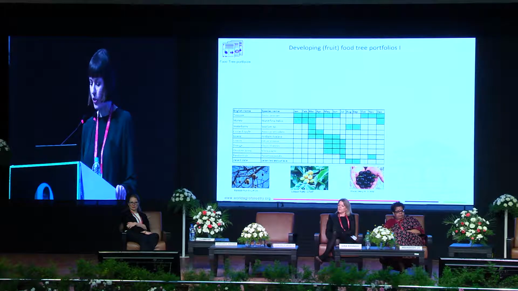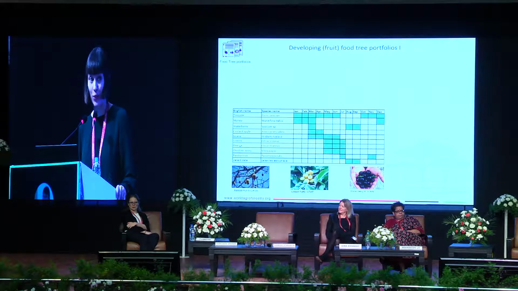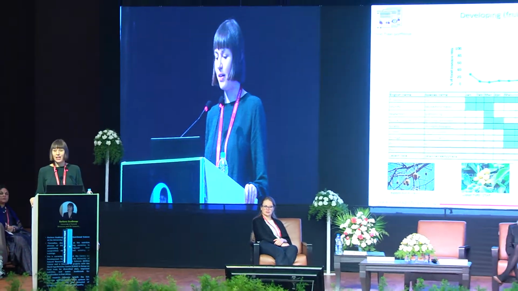And this information then was combined with food insecurity data. You should actually see it, but it was mapped with the percentage of food insecurity. And basically the idea of developing this portfolio was that each month at least 1 fruit species is ready for harvest, and even during this hunger gap, which is marked in red. So with this we would fill the harvest gaps.